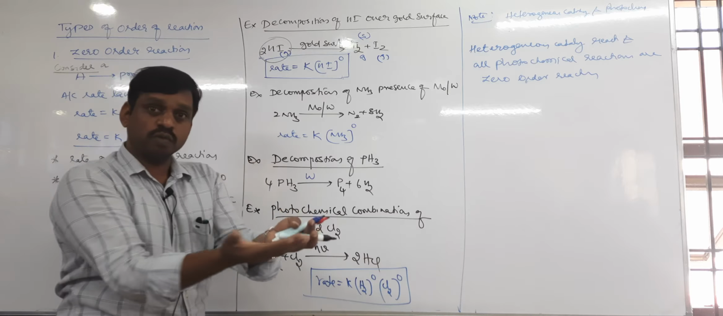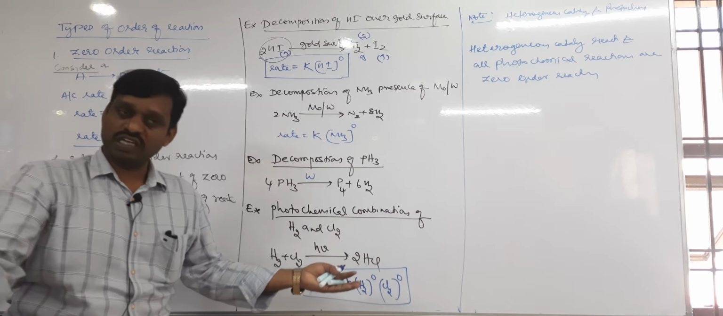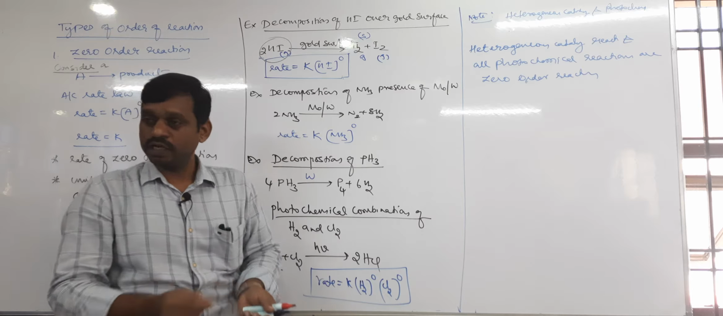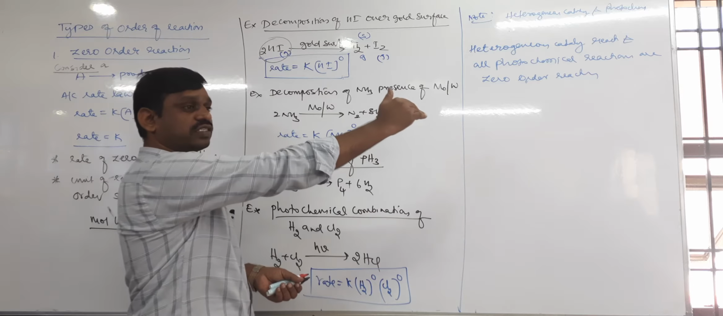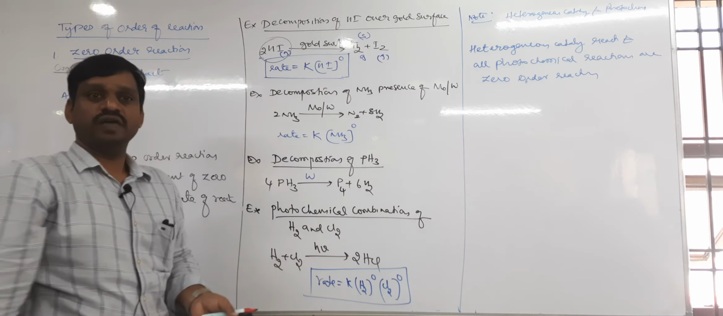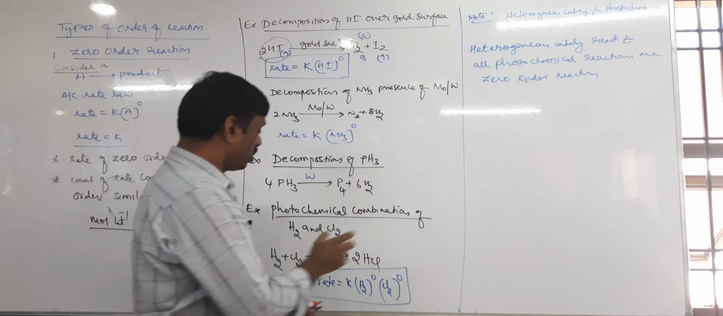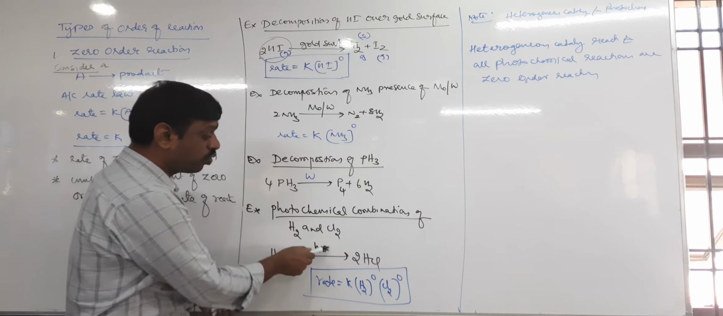If the catalyst has more surface area, there is more adsorption, more reaction takes place, fast reaction takes place. It means the rate depends on the surface of the catalyst but not the concentration of reactant. Similarly, in a photochemical reaction also, the rate does not depend on the concentration of H2 and Cl2. The rate depends on the h nu taken.